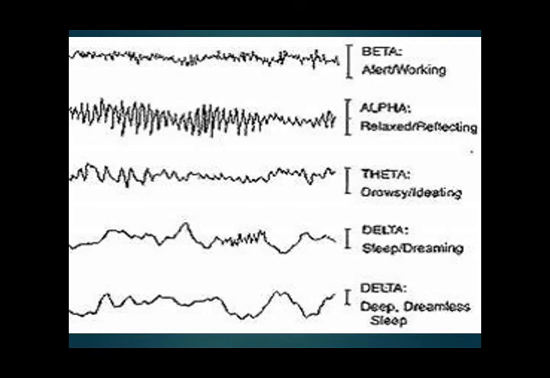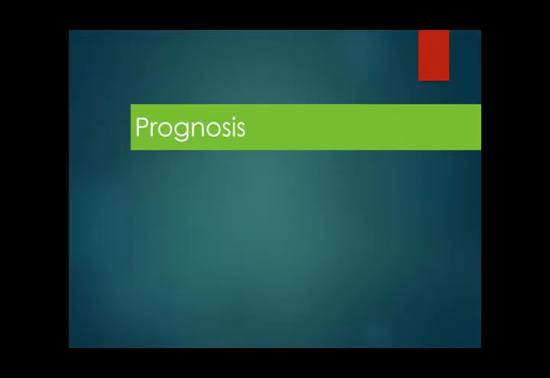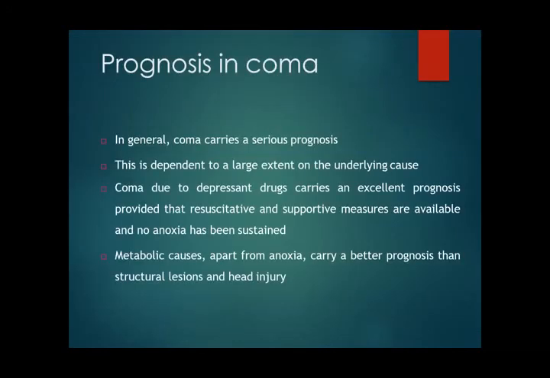Now the length of coma and increasing age both have prognostic significance. The sooner the patient is brought for assessment, the better are the chances of early diagnosis and management. And brainstem reflexes early in the coma are an important predictor of outcome. If the brainstem reflex is absent, usually the prognosis is poor.